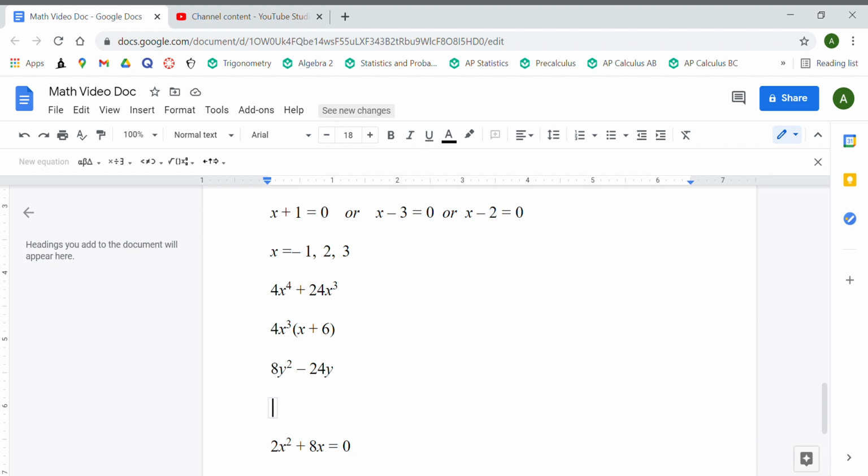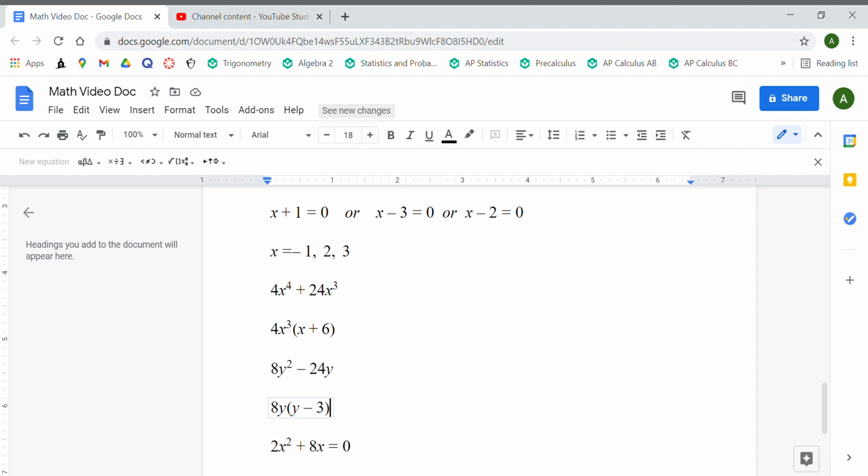Okay, so let's try it out. So the first thing we take a look at is the coefficients. 8 goes into 24 three times, that's a whole number. 8 goes into 8 one time, that's another whole number. I say our greatest common factor is 8. And then we take the smallest degree of the variable, that's going to be y. And we write the rest, 8y times (y minus 3), because 8y times y is 8y squared, and 8y times negative 3 is negative 24y.